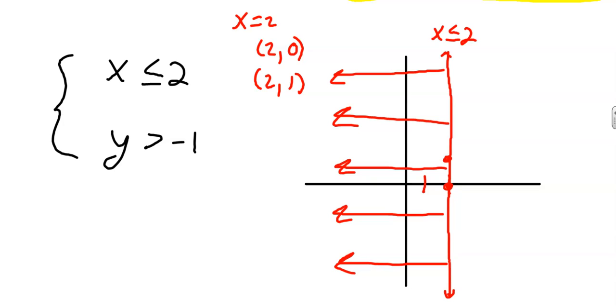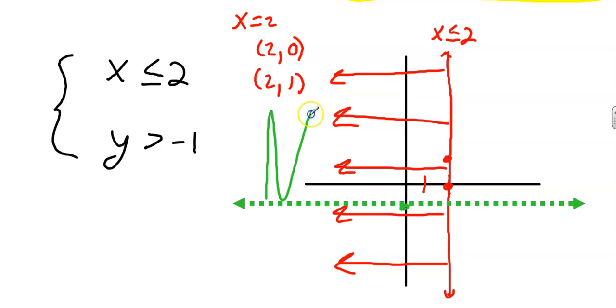And then y greater than 1. Well, if x was vertical, that means y's got to be horizontal, so we'll go to 1, and we'll put a dashed line there. And that one is greater, so we're going to go on the upside.